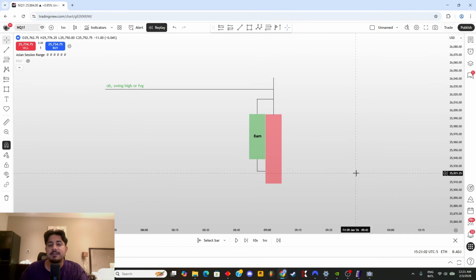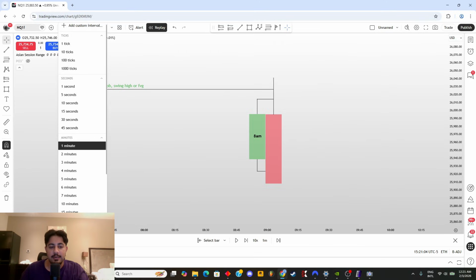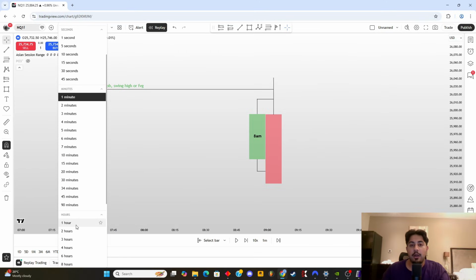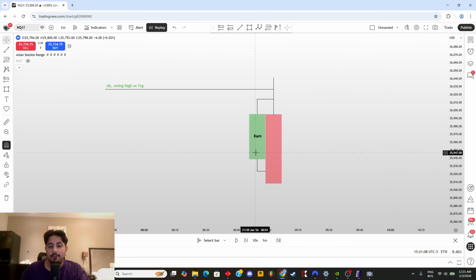So the very first thing is that you have to go onto the hourly time frame. Once you're on the hourly time frame, you have to wait for the 8 a.m. candle to close. Now, we are going to be trading NQ for this strategy, okay? So once the 8 a.m. candle closes, what you want to do is mark up the high of that candle and the low of that candle.